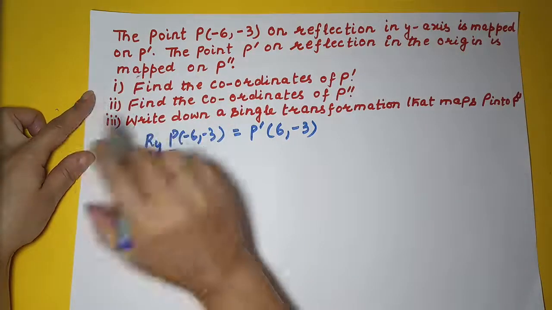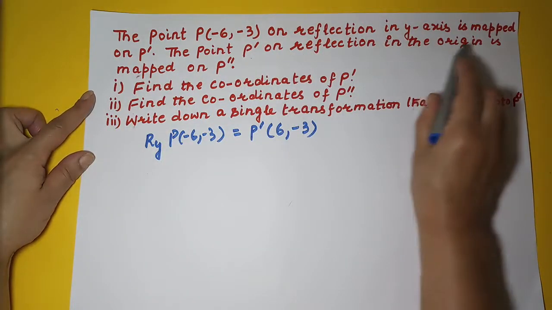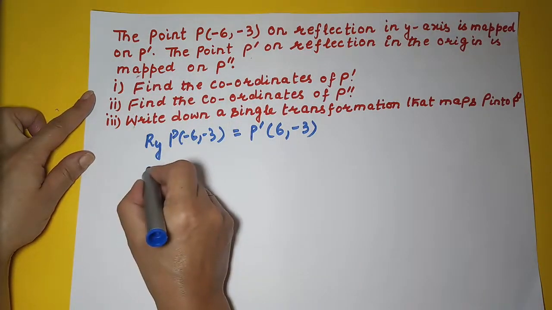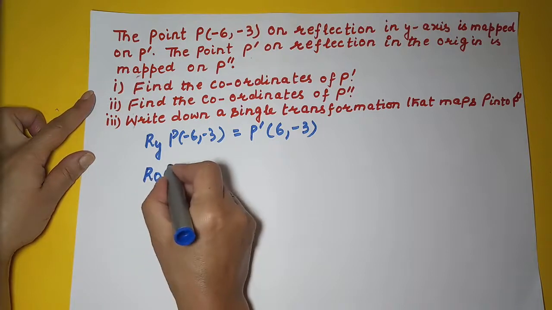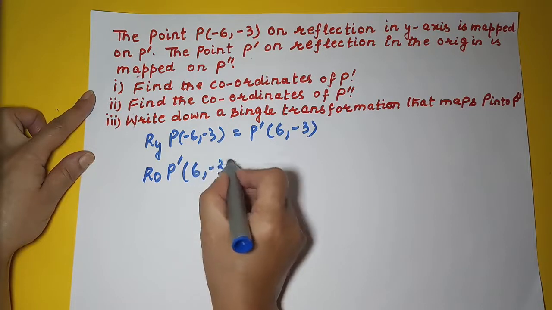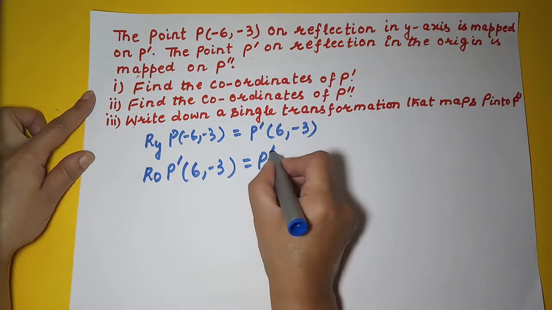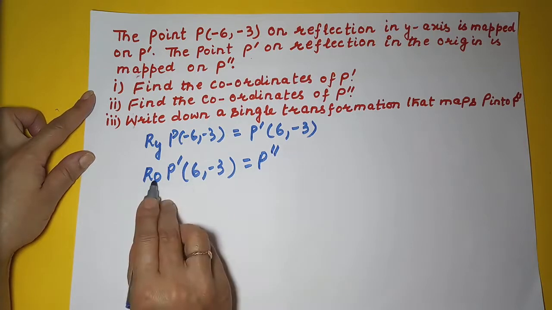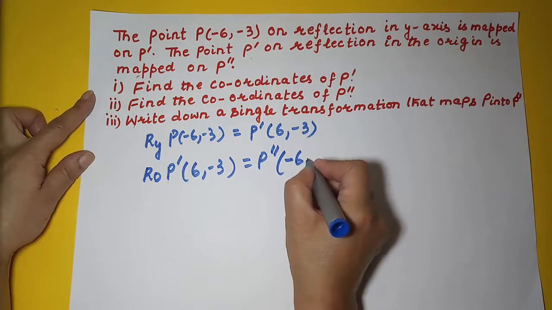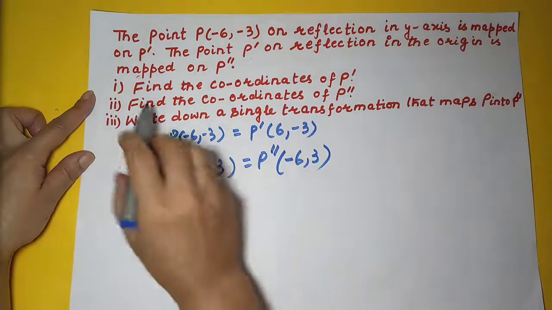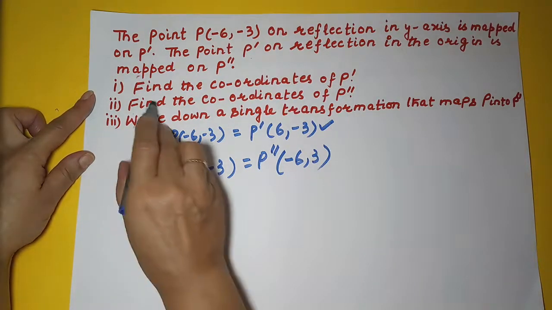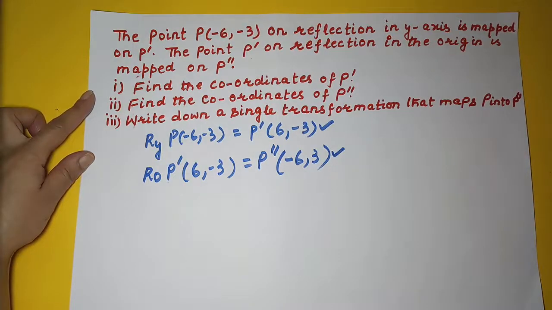Fine. Okay. The point P dash on reflection in the origin is mapped as P double dash. So now when we are reflecting point P dash, which is (6, -3), through the origin, it becomes P double dash, and through the origin when we reflect any point, both the signs change, so it will become (-6, 3), right? Now he wants us to find the coordinates of P dash. We have found the coordinates of P dash. Find the coordinates of P double dash, that also we have found.